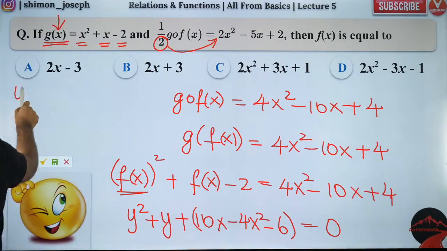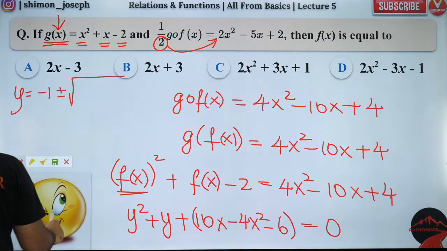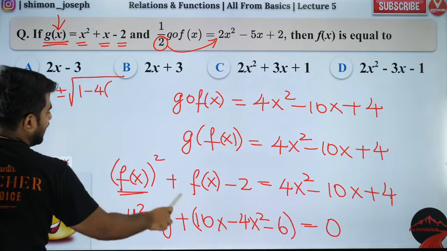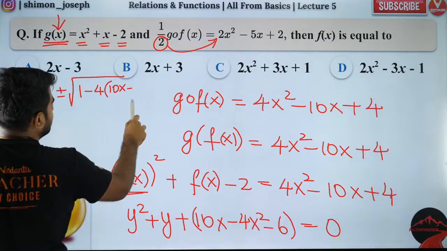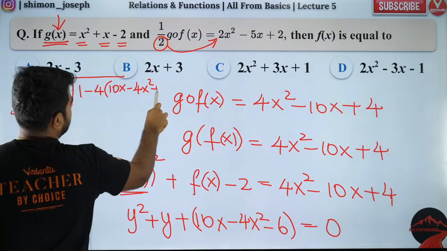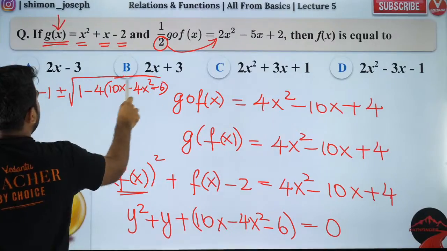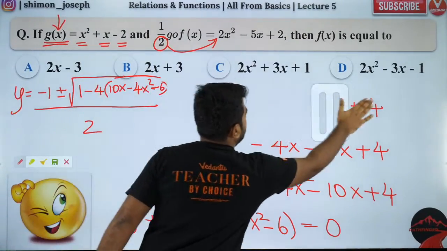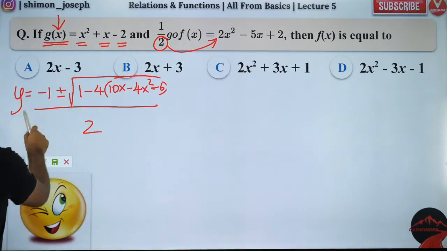So y is equal to minus b plus or minus root of b square minus 4 times AC. So AC will be 10x minus 4x square, times minus 6. Divided by 2a. That is my f of x, because y is nothing but f of x.